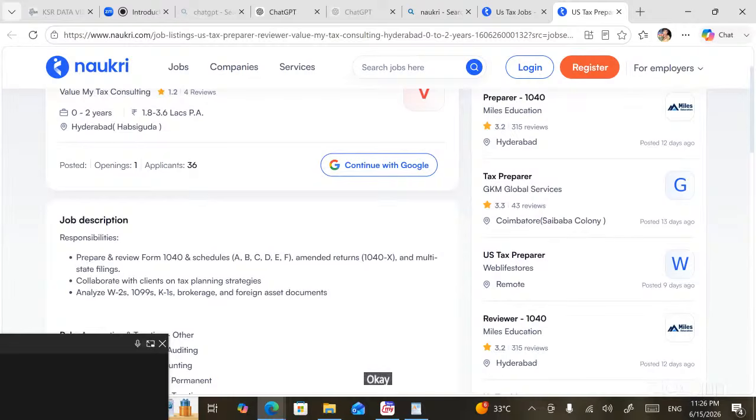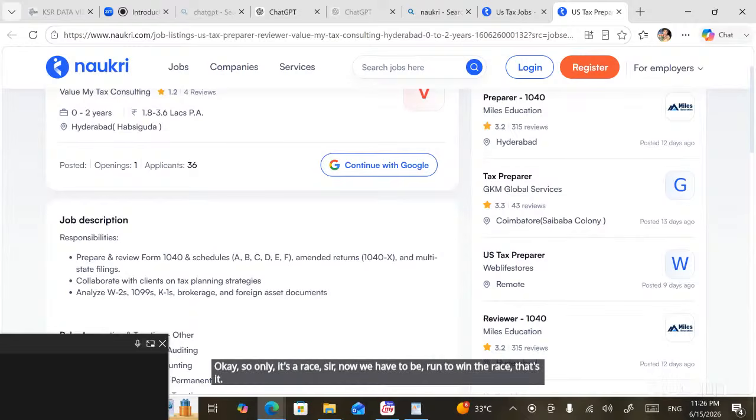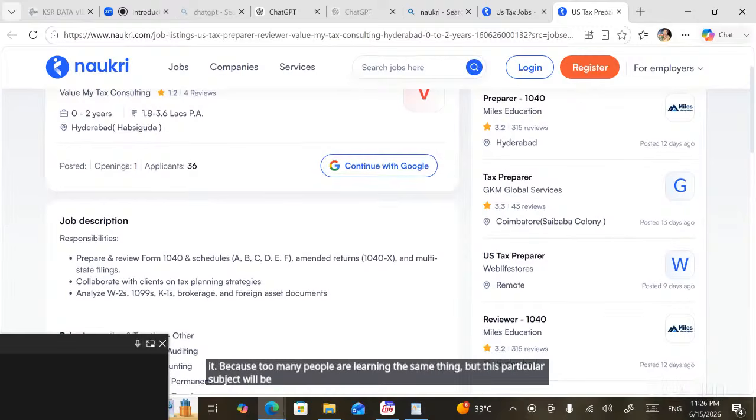Okay, it's a race, sir. Now we have to run to win the race, because too many people are learning the same thing. But this particular subject will have very less competition. I can say almost no competition. Enrolled agent.